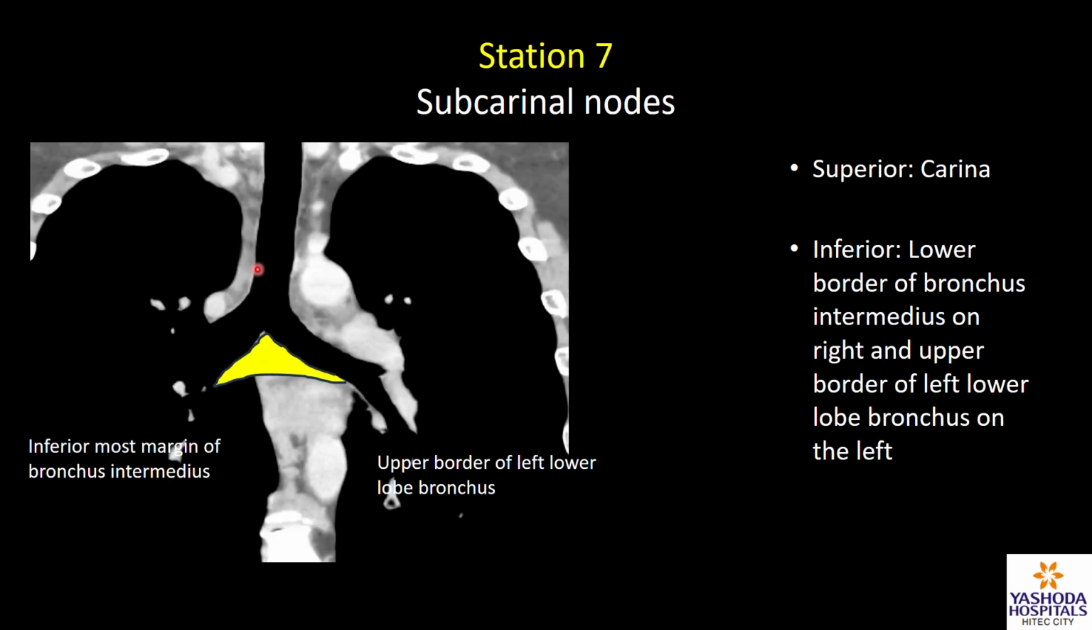Station 7 are the subcarinal nodes. The upper border would be the carina, and on the right side, the inferior border would be the inferior-most margin of the bronchus intermedius, whereas on the left side, it would be the superior margin of the origin of the left lower lobe bronchus. So anything in this particular location would be the subcarinal lymph nodes.